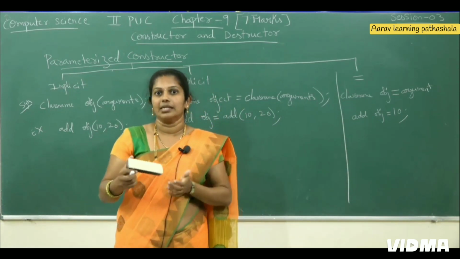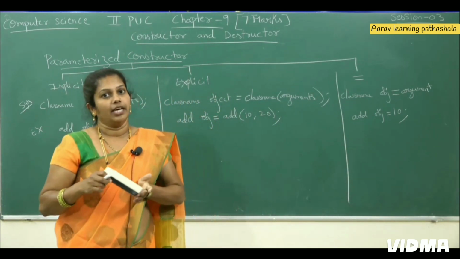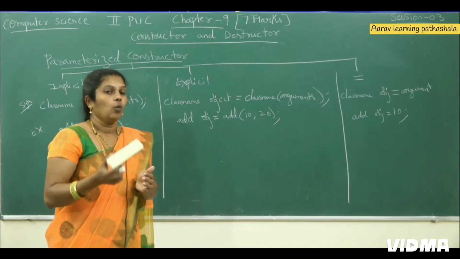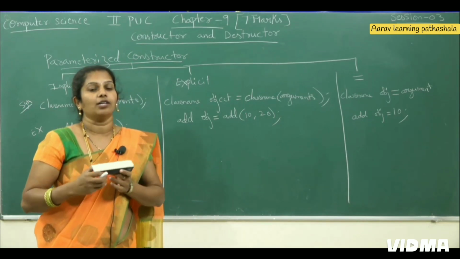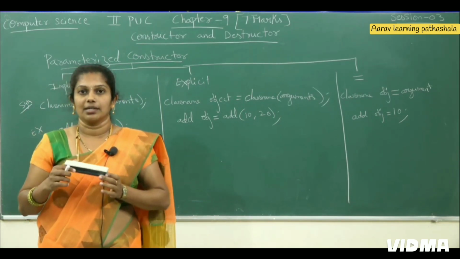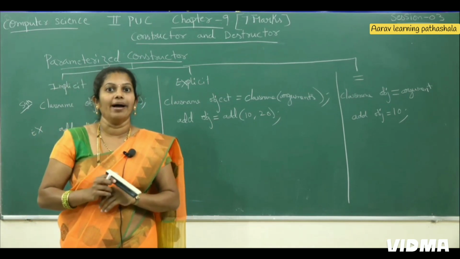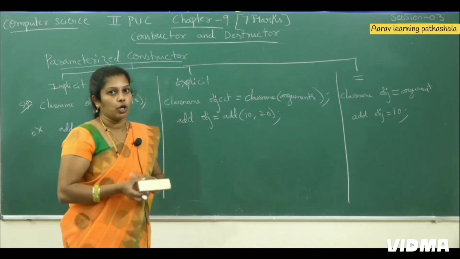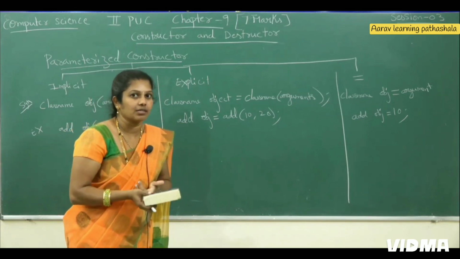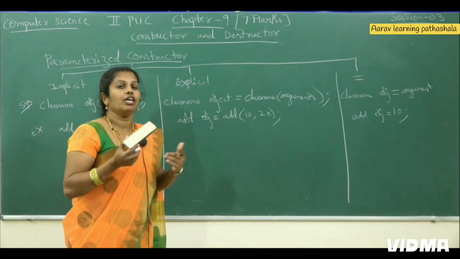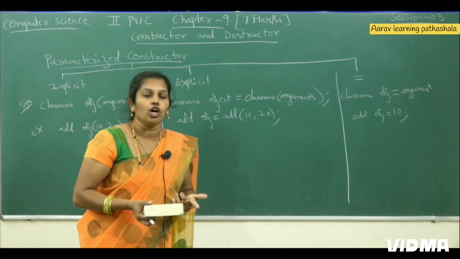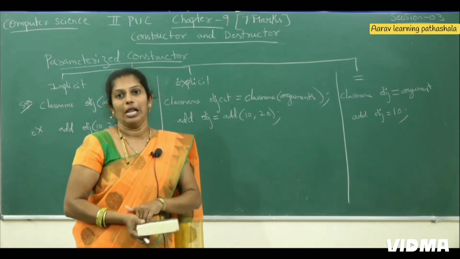These are the three methods a parameterized constructor can be invoked. Then what are the major drawbacks of this parameterized constructor? The main drawback is that it cannot be used when you want to initialize all the objects with the same set of values.